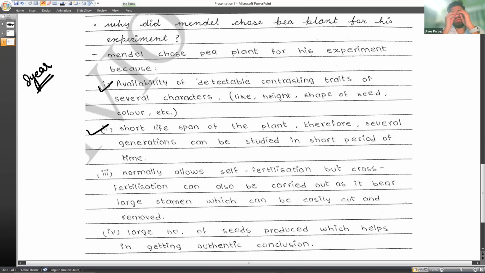The next is that Mendel did monohybrid and dihybrid crosses. What is a monohybrid cross and what is a dihybrid cross? We're going to discuss this.